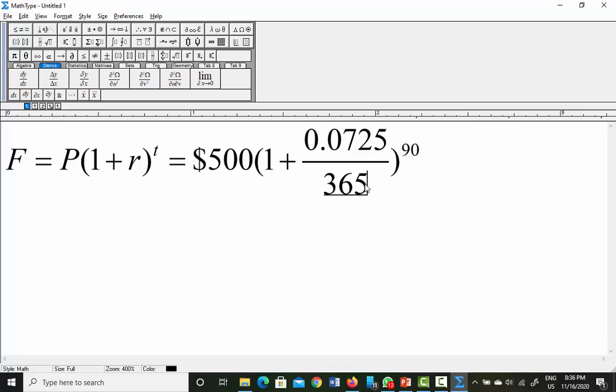That means this is the daily interest rate, and the period of investment is also in days, so we have nothing to do there. We just need to calculate this one. So let's do the calculation now. 500 bracket 1 plus 0.0725 divided by 365 bracket close power 90. So the answer will be what? You will get $509.0178. That means after 90 days we will get $509.0178. So that's the answer.